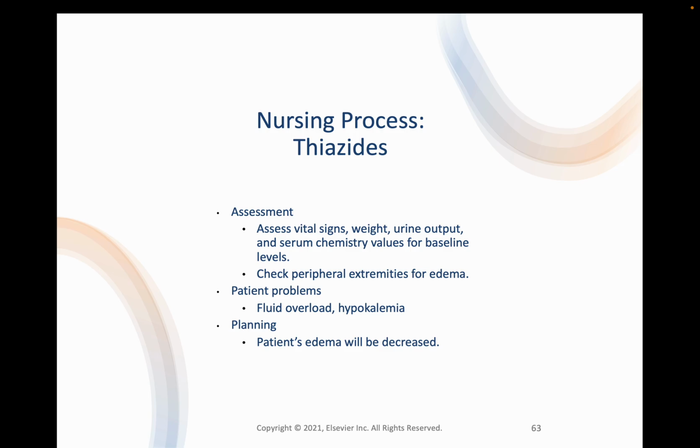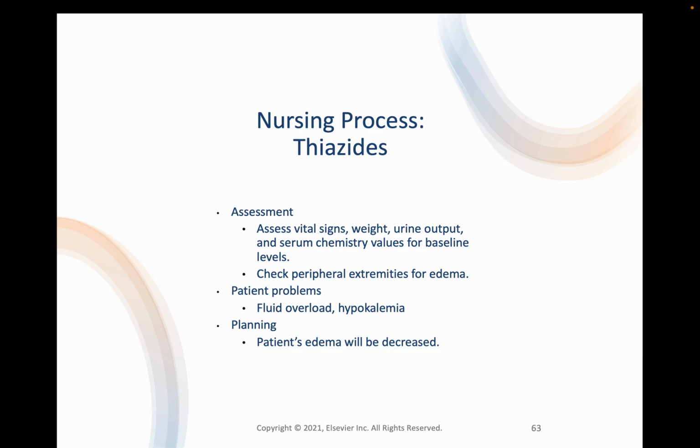On our nursing process, when we just kind of talked about that. So we obviously want to do our assessment, look for vital signs. We always want to assess for urine output when we're giving diuretics. Look at our kidney values, so that BUN and that creatinine. We want to look for edema, assess for fluid overload, hypokalemia. And so our goals for these patients is usually that they have decreased blood pressure and decreased peripheral edema.